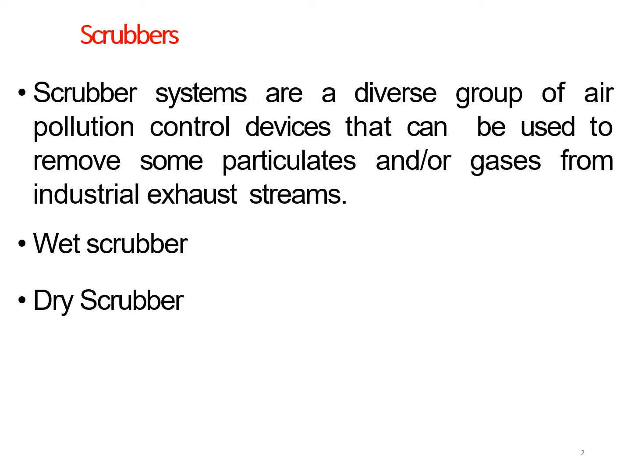Scrubbers are air pollution control devices that can be used to remove some particulates which are in the solid form or gases from the industrial exhaust streams. You know that the industrial exhaust streams may contain a lot of contaminants. So these are removed, and after removing these contaminants the gas is exiting to the atmosphere. The scrubbers are equipment for the separation of the solid components from the gases and utilize water to scrub these particles from the industrial exhaust streams.